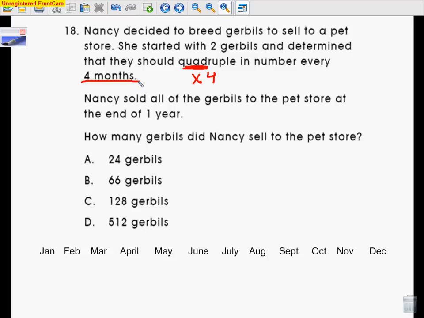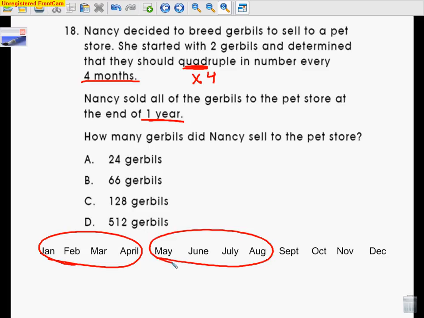So in a year, because we're talking about how many gerbils she sold to the pet store in 1 year, there are 12 months. So how many 4-month periods are there? Well, if there's 12 months, there's three 4-month periods. So we're going to quadruple how many times? One for every set of months. So that's a total of 3 times that we're going to be quadrupling. So let's just say that we started off the year at the very beginning of January.